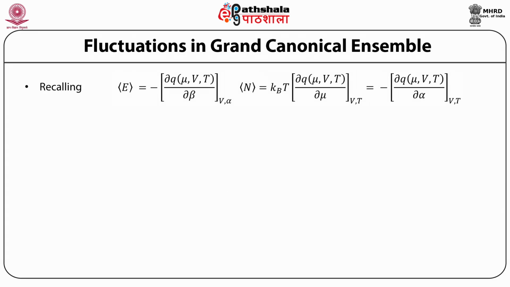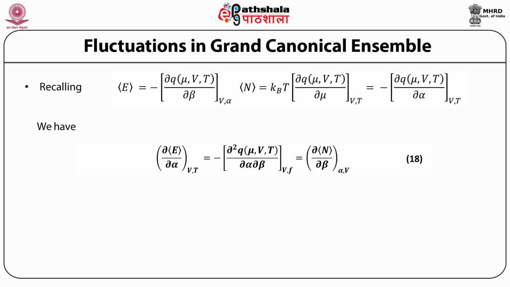Recalling, the mean value of energy is equal to negative of the partial derivative of the Q potential with respect to beta at constant V and alpha, and the mean value of N is equal to kBT multiplied by the partial derivative of the Q potential with respect to mu, which is equal to minus the partial derivative of the Q potential with respect to alpha at constant V and T. We have the partial derivative of energy with respect to alpha at constant V and T equal to negative of the second derivative of the Q potential with respect to alpha and beta at constant V, which is equal to the partial derivative of the mean value of the number of particles with respect to beta at constant alpha and V.